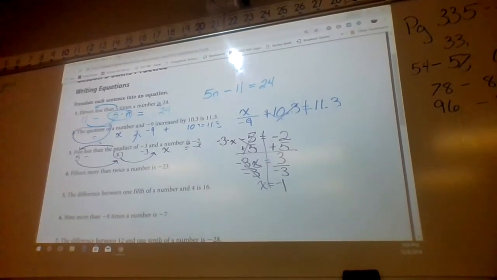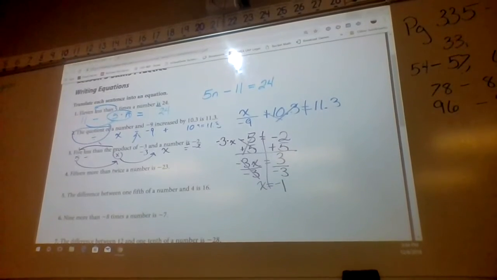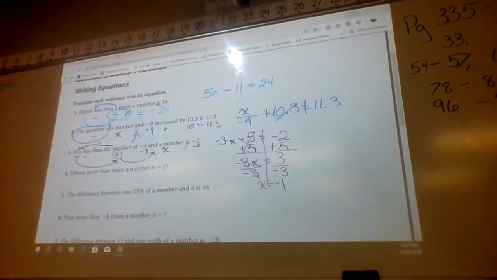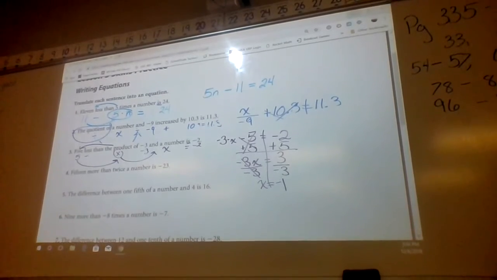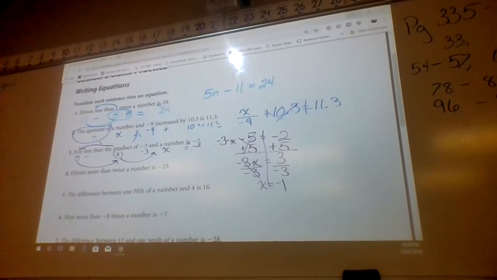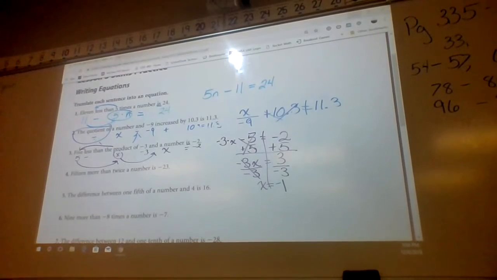The difference between, what does difference between mean? Subtract. And difference between, it wants the distance between those two numbers. So if you just subtract them, you get them. Okay, but what does then mean? You have to switch them. So now you write it.